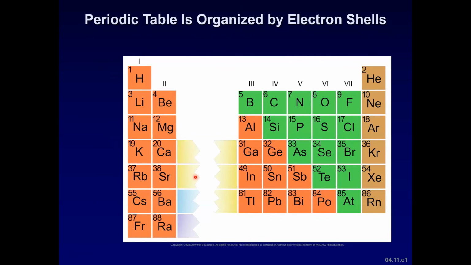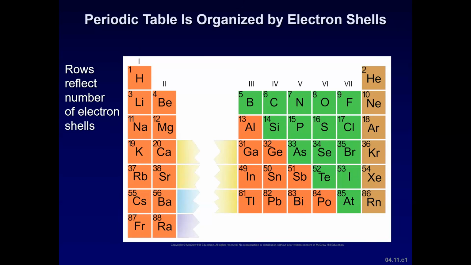All right, so the periodic table is organized this way by electron shells. Our columns are called groups, so we have 1 through 7. Groups do have the same number of electrons in the outermost shells of their atoms, and they form bonds of the same type.